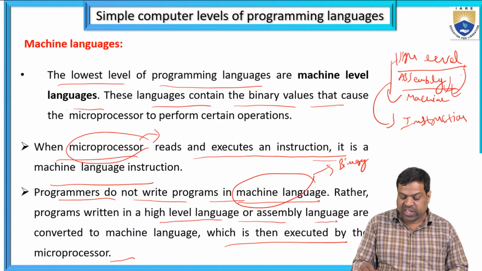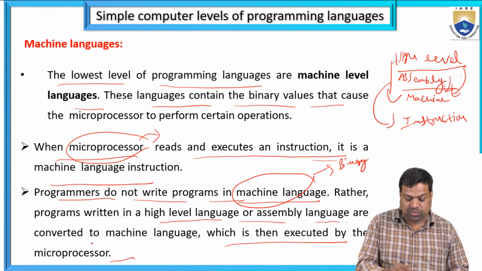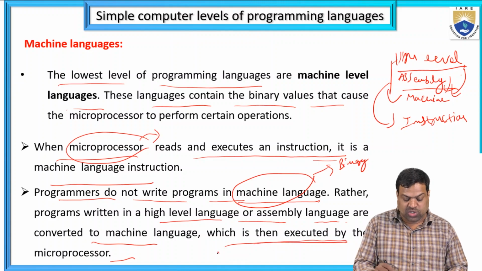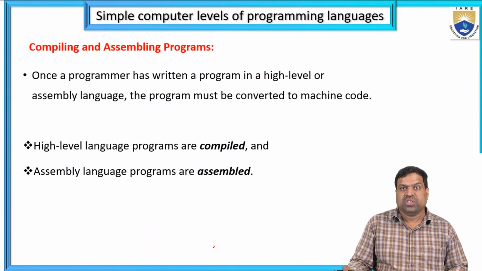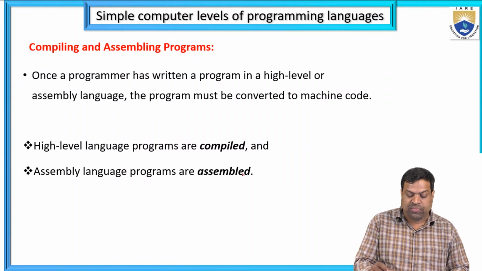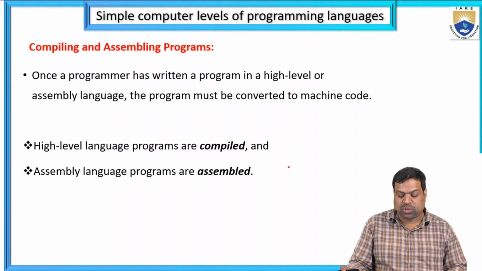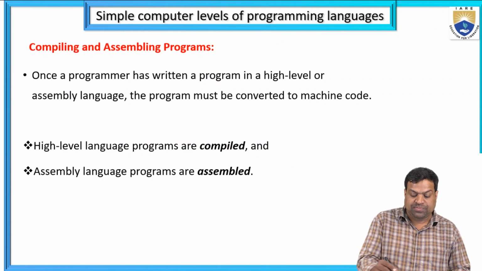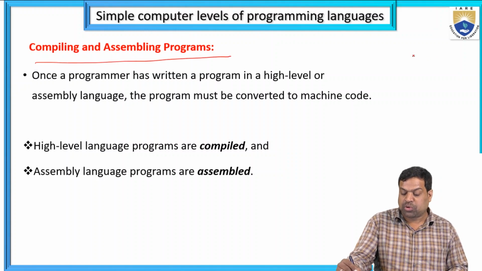So these high level languages and assembly language are converted to a machine language, which is then executed by the microprocessor. Compiling and assembling the program. Once a programmer has written a program in high level or assembly language, the program must be converted to the machine code. High level language programs are compiled and assembly language programs are assembled.